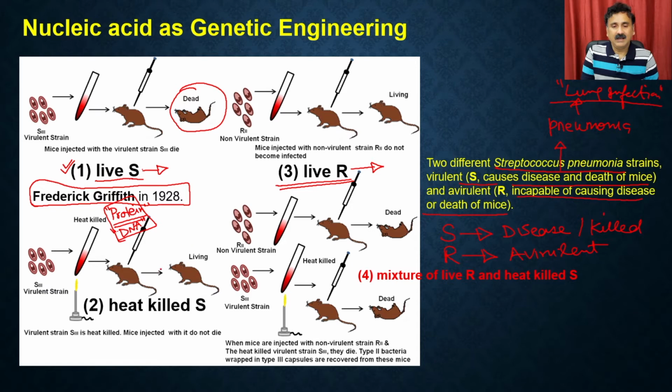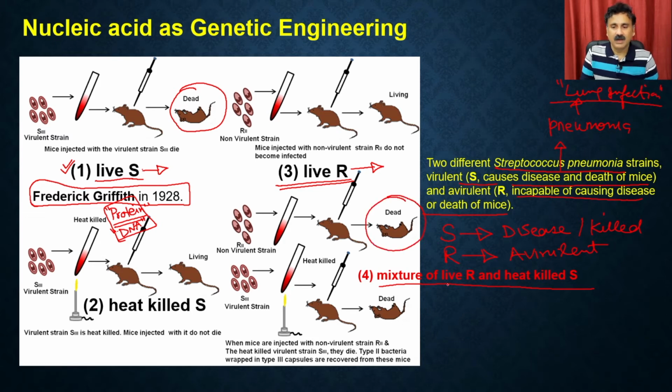Now what he has done is he has first heat killed the virulent strain. So he got the heat killed virulent strain, and then he mixed that with the live strain and injected it. When he injected the mixture of the virulent strain and the heat killed strain, what he found is the death of the mice.